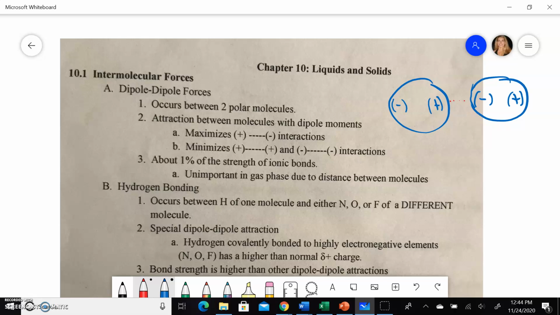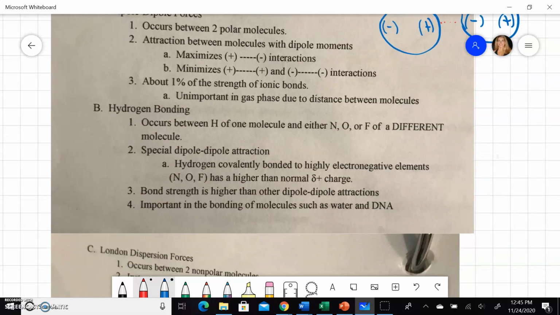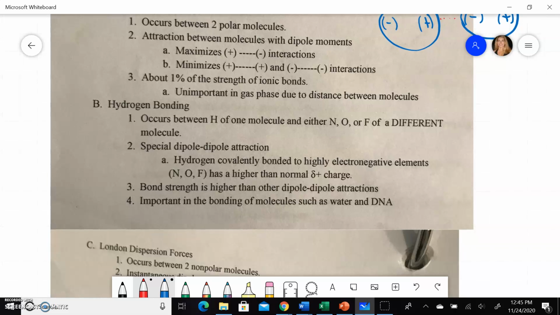Now, these are slight positives and negatives, so they're not nearly as strong as ionic attractions because those are complete positives and negatives. And in fact, they're only about 1% of the strength of ionic bonds. And we've talked about with gases that we even make the assumption for the ideal gas law and some of those gas laws that we did, we had to make the assumption that they do not have any forces of attraction, even though there are some slight forces, but there's so much space between the particles that those forces of attraction are not significant. The next one is called hydrogen bonding, and this is a really specific one.